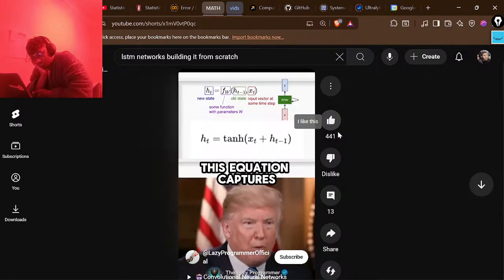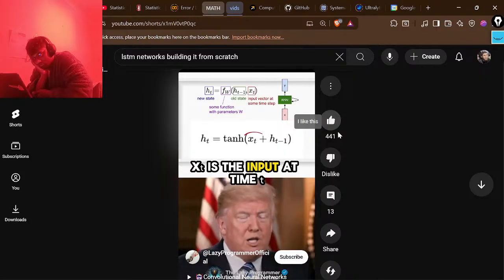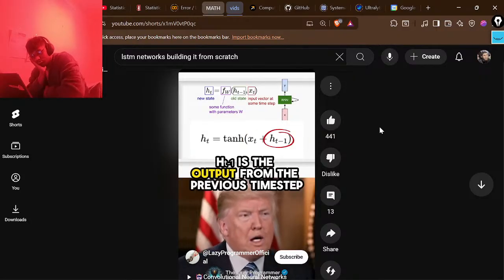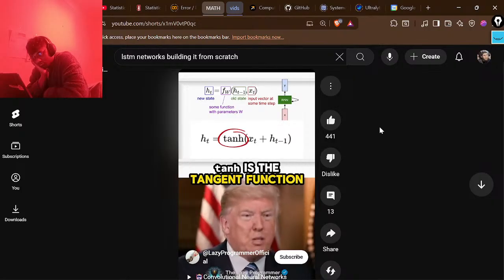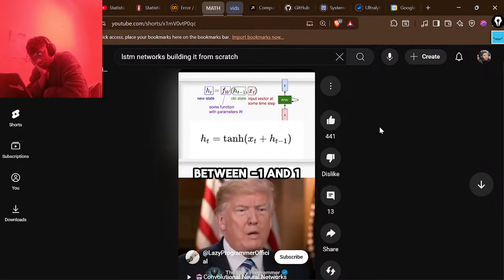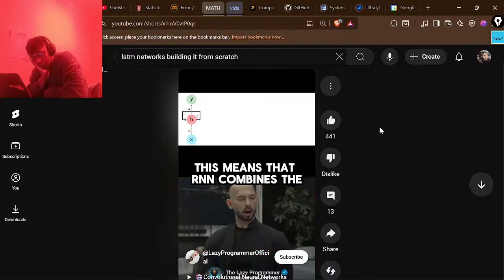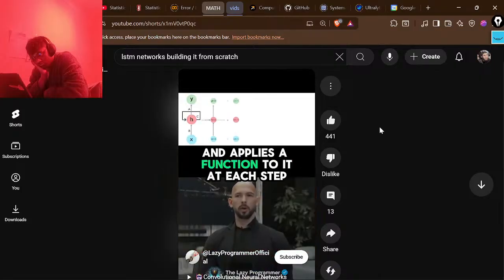This equation captures how information flows through a basic RNN. X_t is the input at time t. H_t-1 is the output from the previous time step, which acts as the memory of the neuron. Tanh is the hyperbolic tangent function, which squashes the output between -1 and 1. This means that an RNN combines the current input and the past output, and applies a function to it at each step.